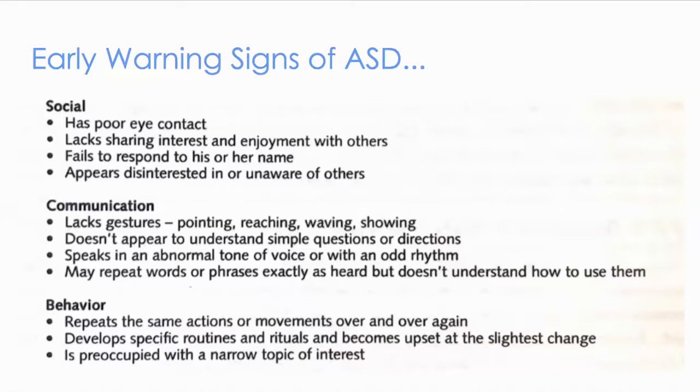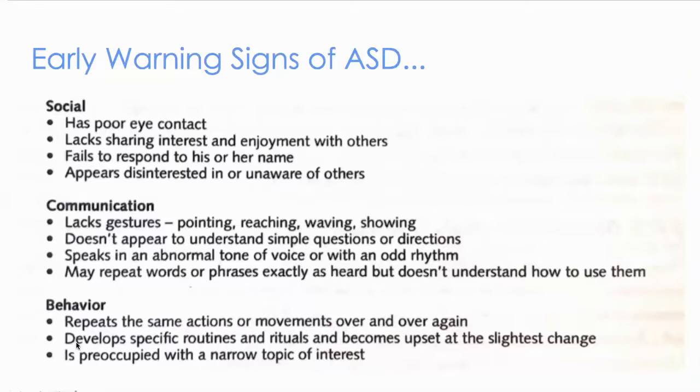Again, the second bullet point: develops specific routines and rituals and becomes upset at the slightest change. If your child is extremely rigid and really cannot handle any change in their routine, for example, someone who drives your child to preschool, and they insist you go the same way, because if you break that routine or ritual, they get very, very inflexible, maybe crying, having a meltdown, that type of thing.